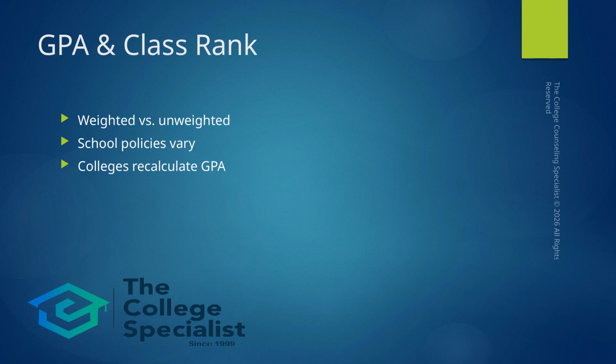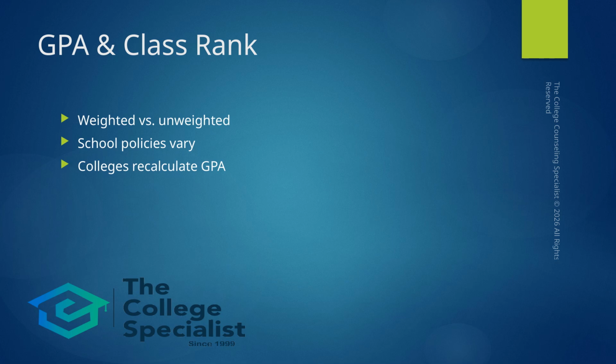Some schools cap weighted GPAs at 5.0, others go higher, and some don't weight at all. That's why families should never assume their student's GPA is directly comparable to someone else's. Class rank adds another layer of complexity. Some schools report it, some don't. Some use deciles or quartiles, others give exact rankings. And in highly competitive schools, even a student with a 4.0 GPA might not be in the top 10%.